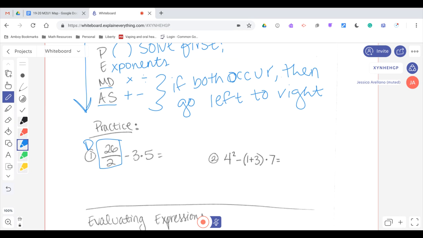So 26 divided by 2 is 13. Then I'm going to leave minus 3 times 5. Remember that little dot in there, that is a multiplication sign. I would suggest using that so you don't get it mixed up with a variable x. Okay. Next would be the multiplication.